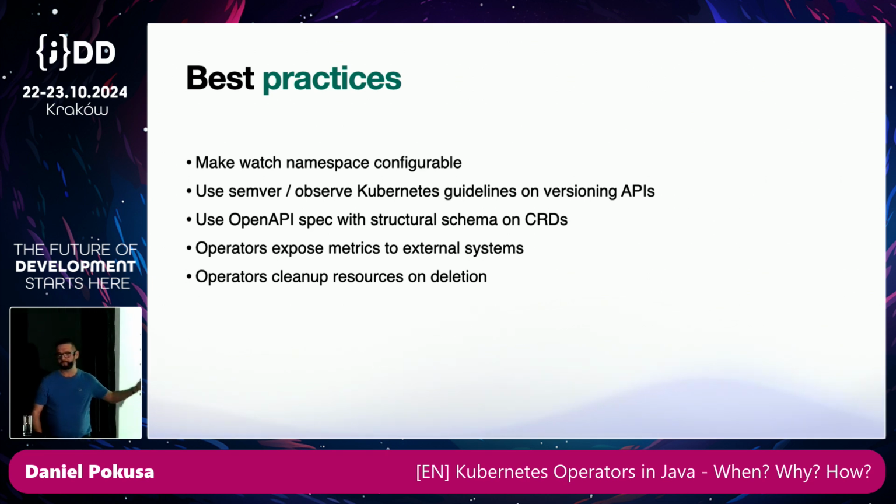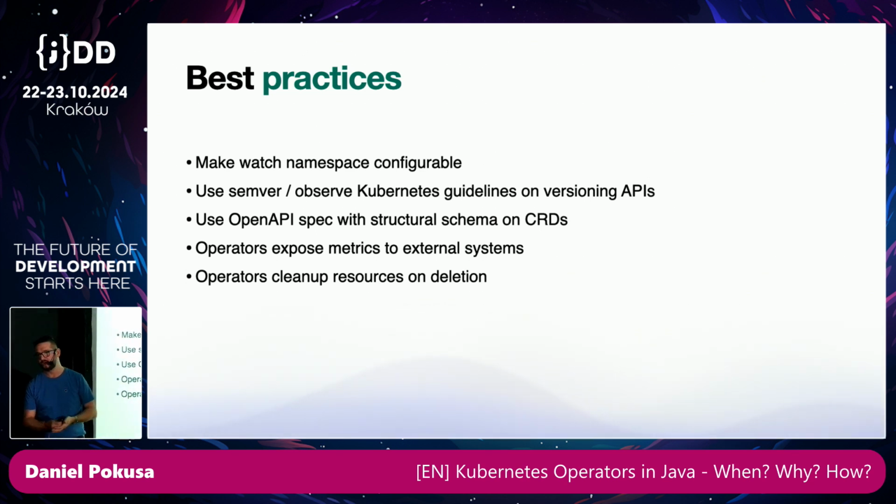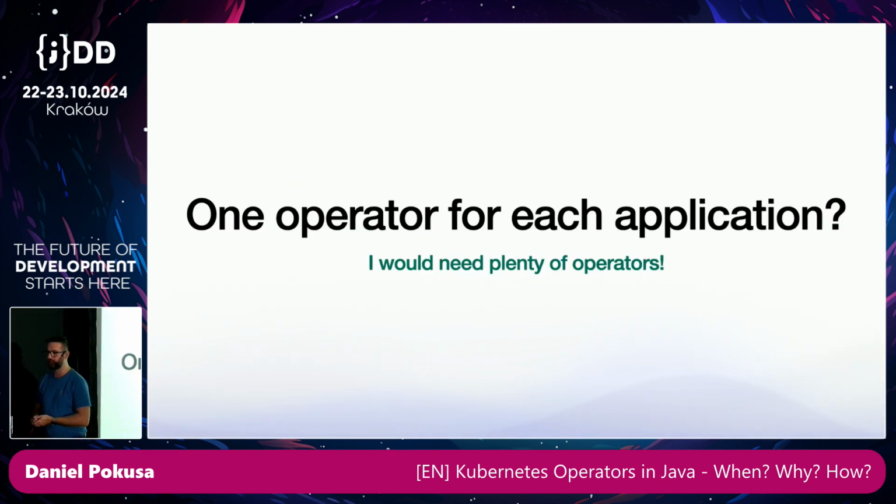Use the OpenAPI specification. It's pretty simple. Operators expose metrics to external systems, Prometheus or wherever, OpenTelemetry, whatever you use. And operators should clean up resources on deletion. So if someone deletes the operator, anything that was created by that operator should also be deleted. That's pretty important, and it's not something that Kubernetes pushes straight away.